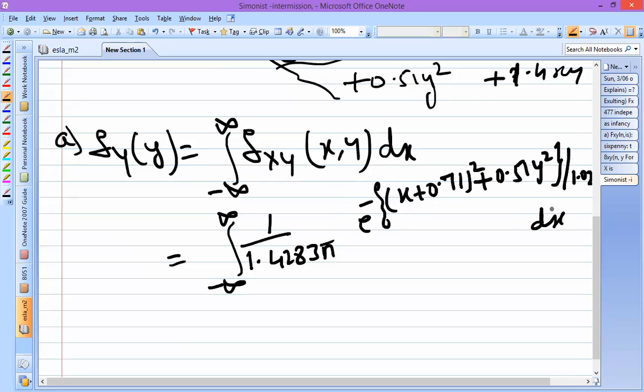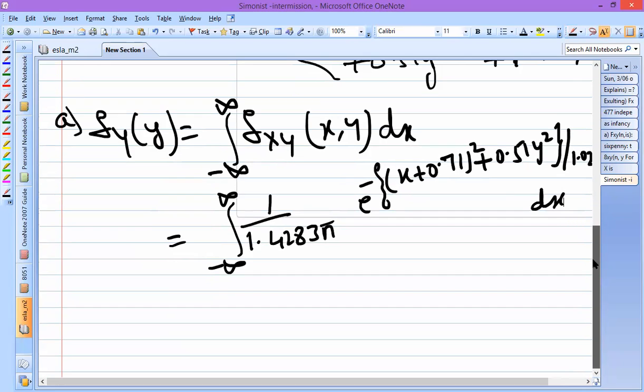Since we are integrating with respect to x, whatever exponential term is a function of y will be taken outside the integral. So we can write this expression as, 1 by 1.4283 pi is a constant, so you are going to take it outside.